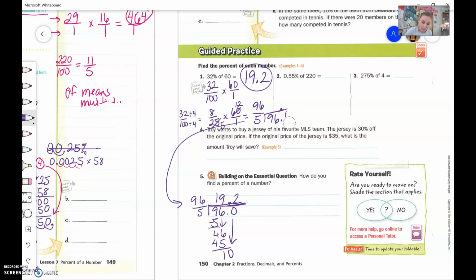Okay, I'm going to erase this spot a little bit so we have a little bit of room to do this number 2. Okay, 0 and 55%, or 0.55% of 220. Now, because this is a percent that is less than 1, okay, I'm going to answer that.